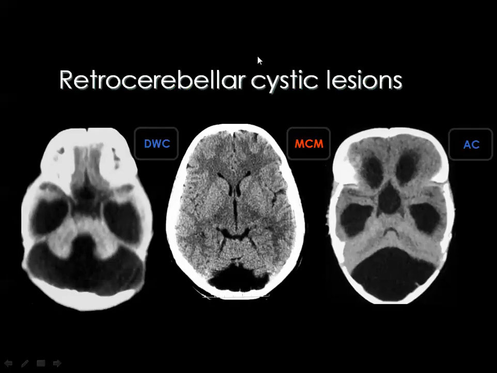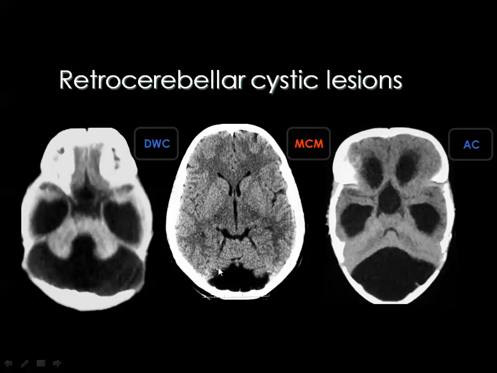And here are the three major anomalies. Dandy Walker malformation: the posterior fossa is large, and the retrocerebellar cyst is directly communicating with the fourth ventricle through the aplastic vermis. The cerebellar hemispheres are hypoplastic, and there is usually supratentorial hydrocephalus.